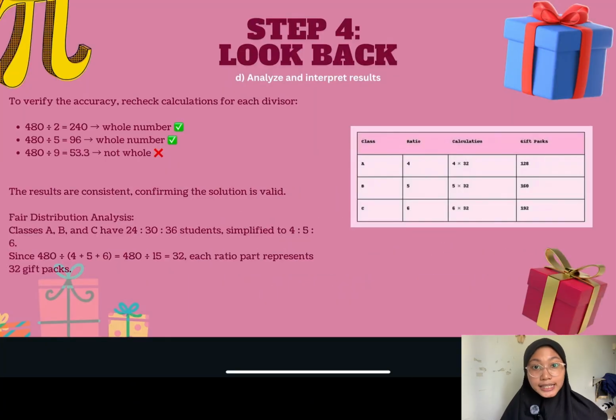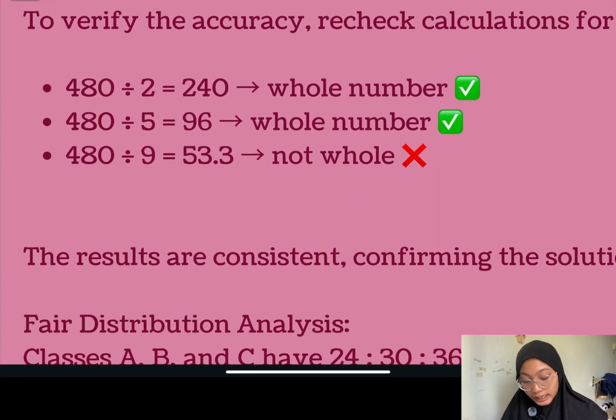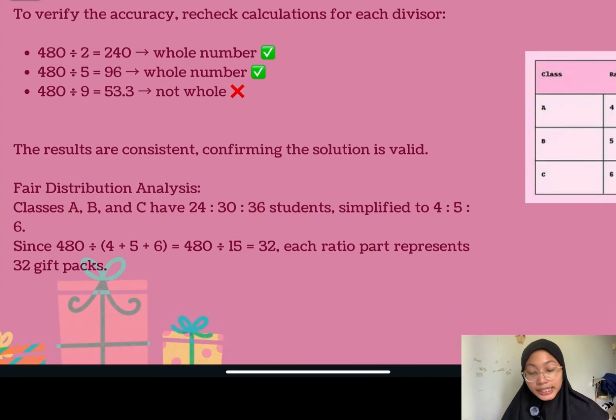So we move to the next slide, which is step 4, look back. In this slide we need to analyze and interpret the result. To verify the accuracy, we check the calculation for each divisor. So 480 divided by 2 is 240, which is a whole number, and 480 divided by 5 is 96, which is also a whole number, and 480 divided by 9 is 53.3, which is not a whole number. So the results are consistent, confirming that the solution is valid.